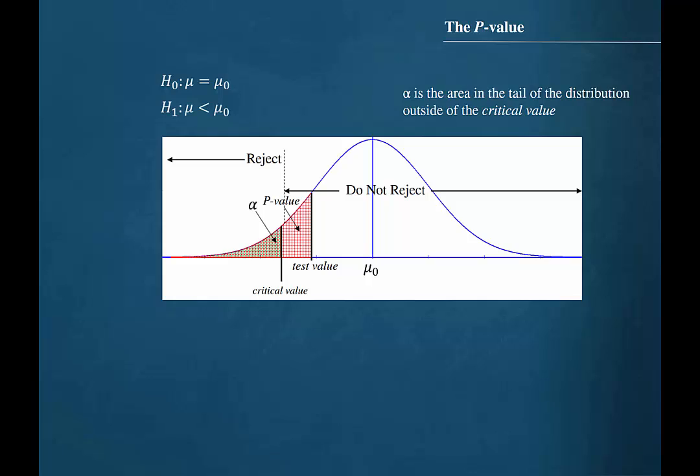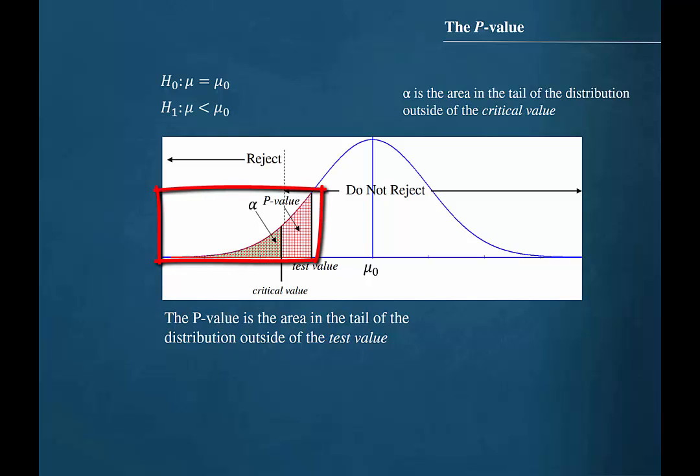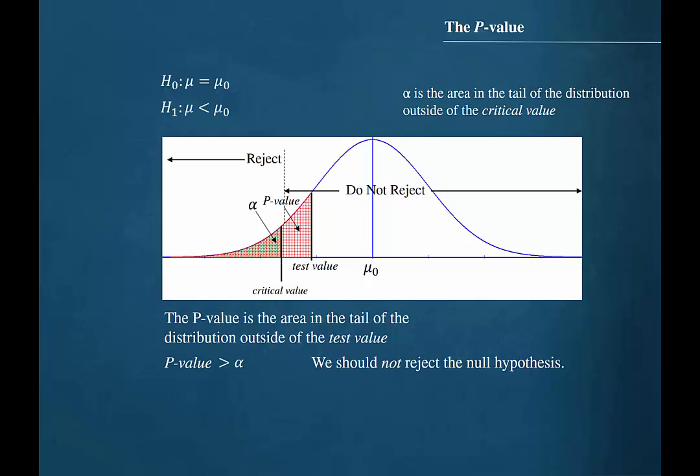Here is another instance of a left-tailed test. This time, the test value lands in the region where we do not reject the null hypothesis. Again, the p-value is the area in the tail of the distribution outside of the test value shaded in red. In this instance, the p-value is greater than alpha. So our decision should be to not reject the null hypothesis.